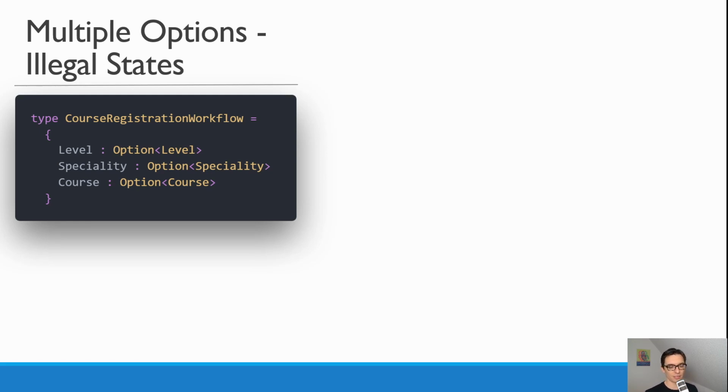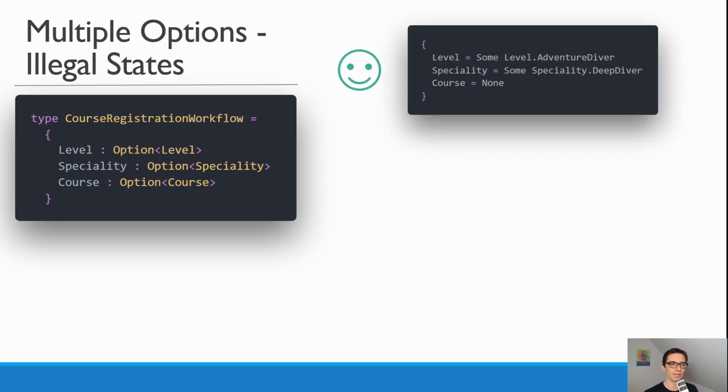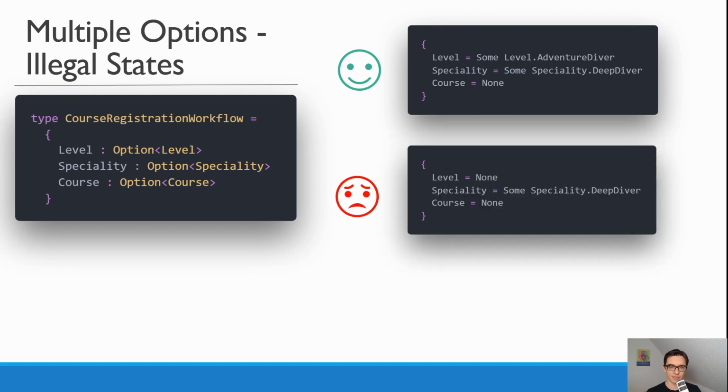So let's have a look at possible instantiations of those types. The first one is: we have a level, which is some adventure diver, and we have a specialty, which is some deep diver, and the course we have not chosen yet, since that's on the last page of our workflow, the specific course, so it's none. So everything is perfect, right? But now let's have a look at a case that is not so perfect. In this case, we have a level that is none, but we have a specialty that is some.